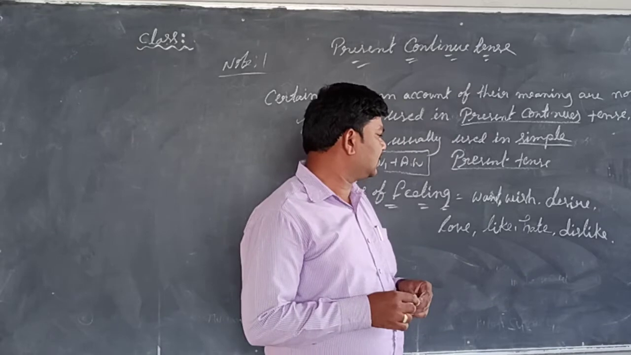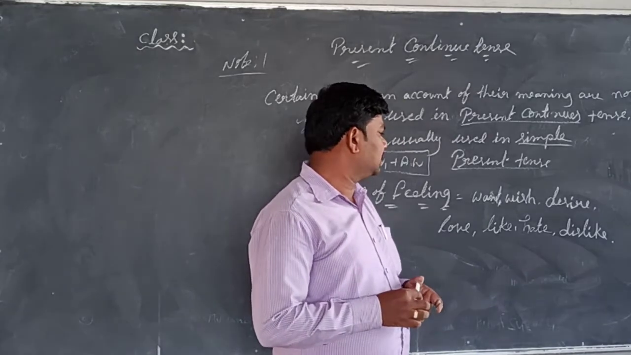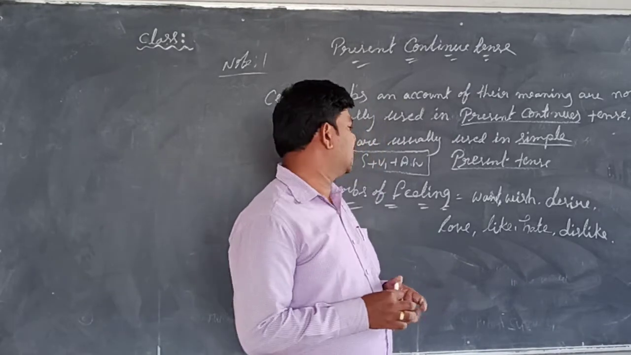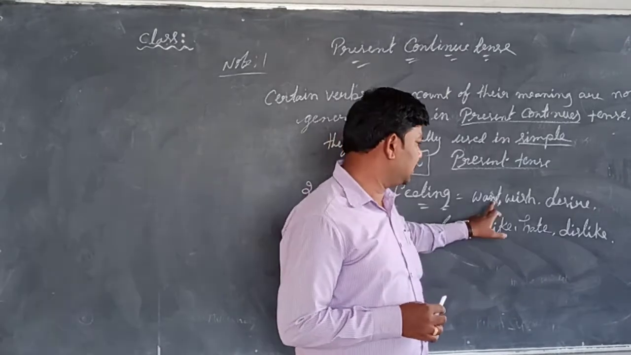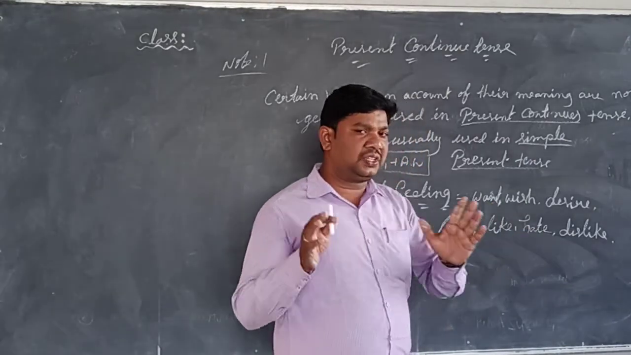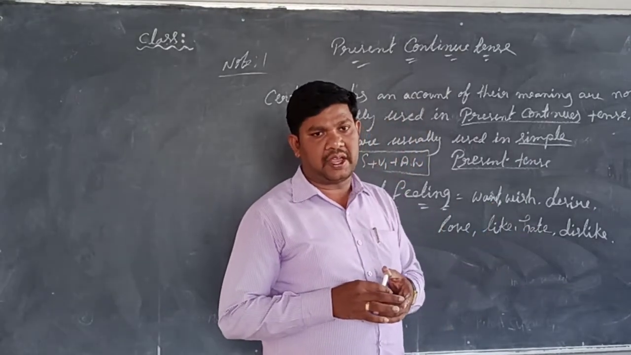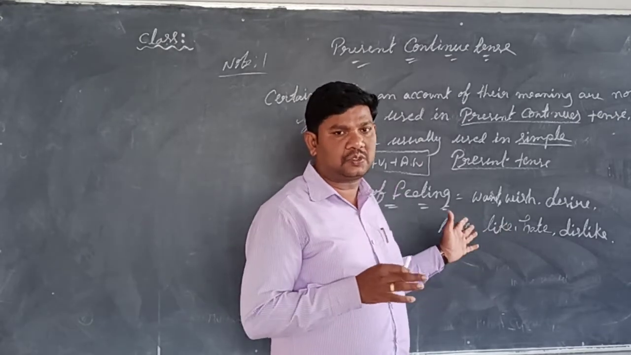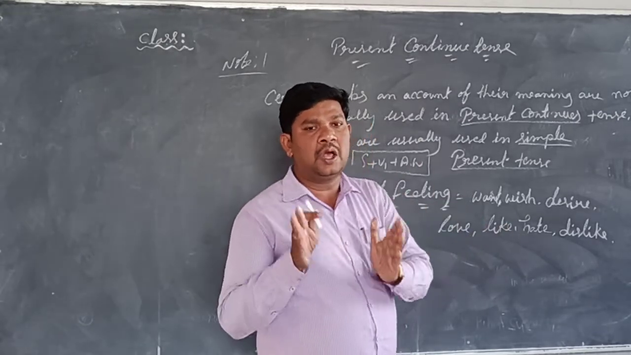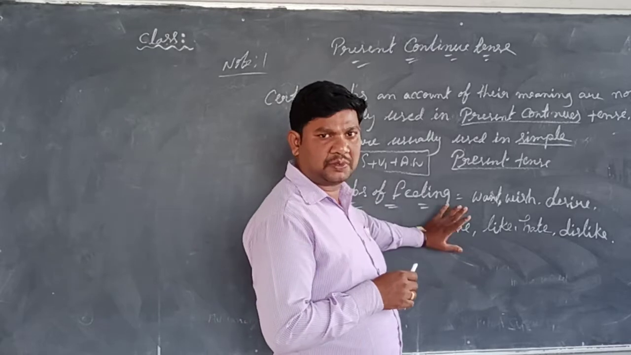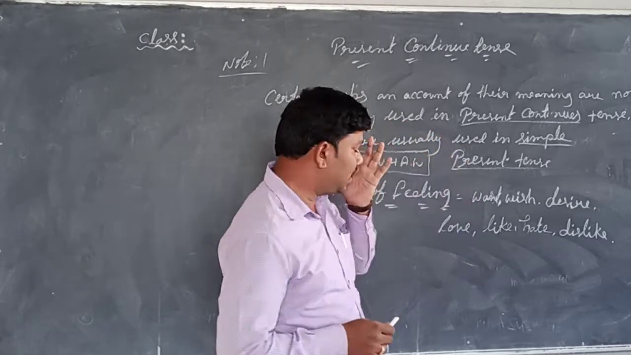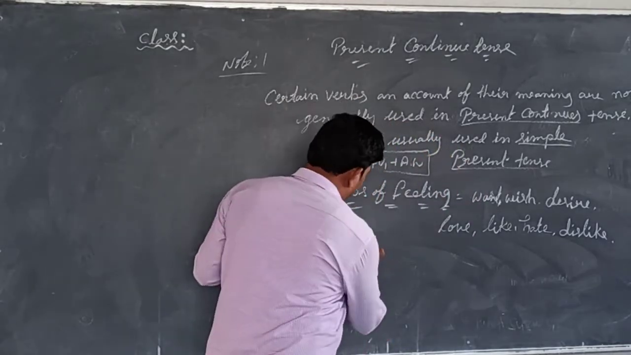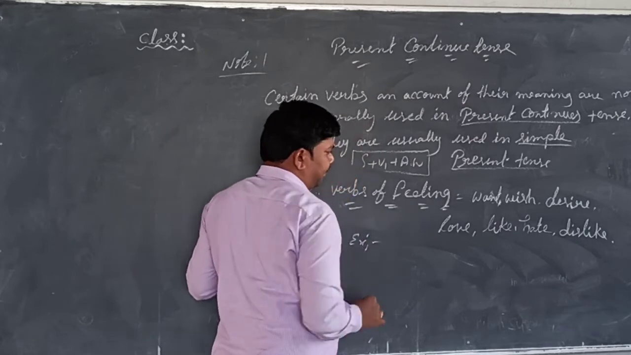So these are the words we should not use in present continuous tense. These verbs are not used in present continuous tense. We should use those verbs only in simple present tense. These verbs are possible only in simple present tense. For example, let us observe here.